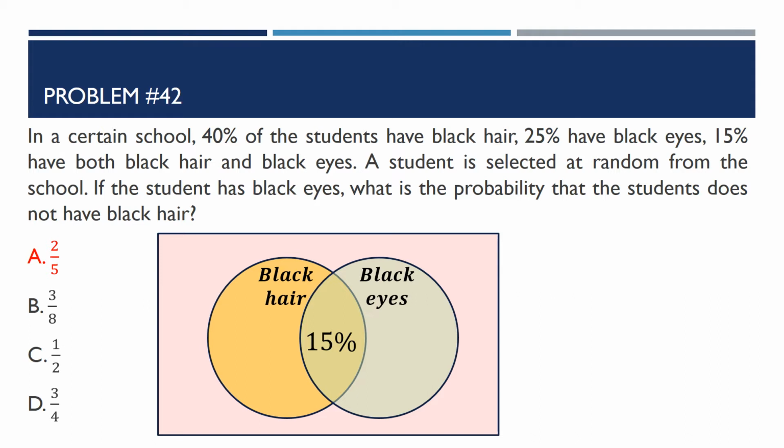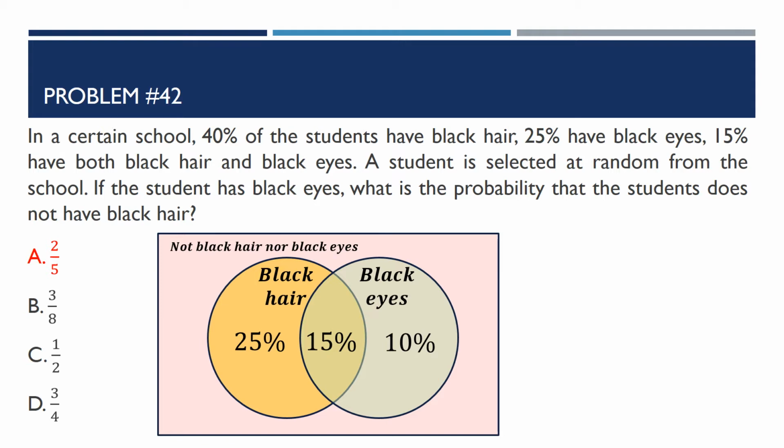And then it's also given that 40% have black hair. That includes already the 15%, so what's lacking is 25%. And those who have black eyes, it's 25%, so what's lacking is 10% to make it all 25%. And then outside these circles will be those students who don't have black hair and also don't have black eyes.